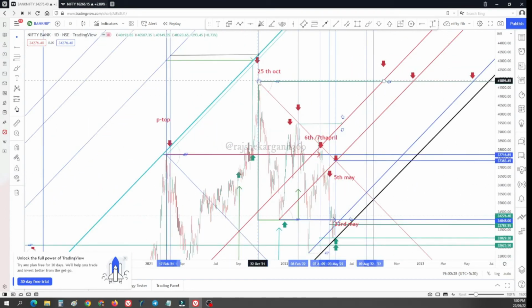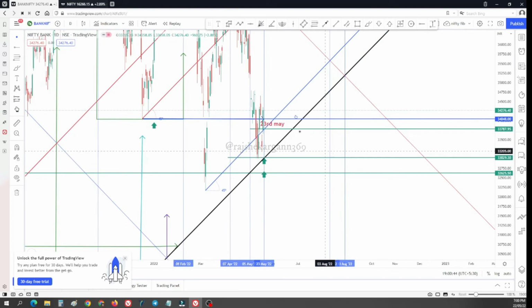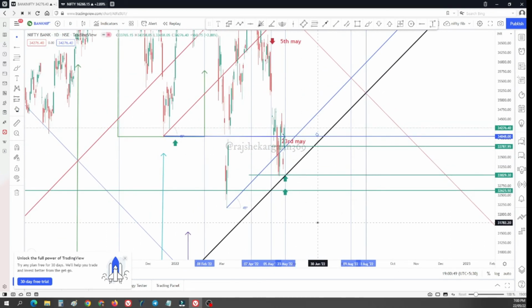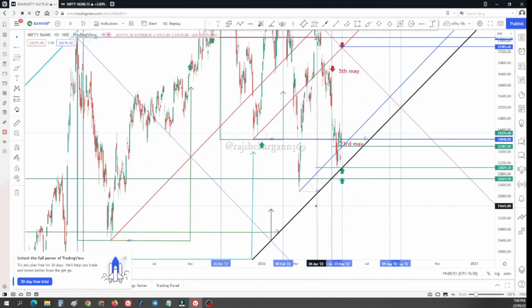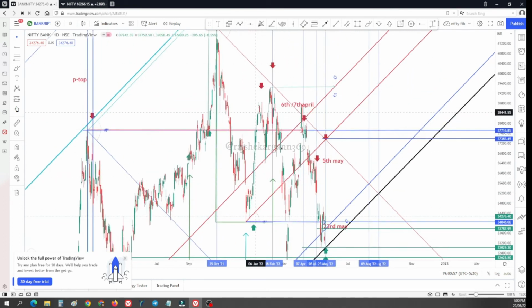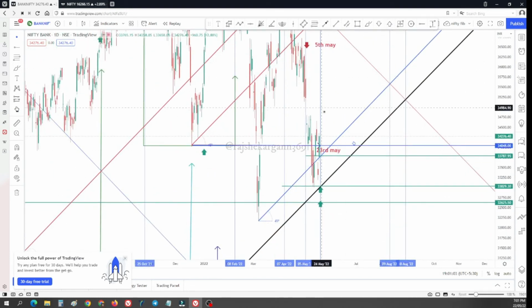The 25th was posted, the 6th was posted, and this 5th was also posted, and the next one which is coming up is Monday 23rd May. So why is 23rd important? This 45 degrees and this 45 degrees, this 45 degrees and this 45 degrees is intersecting here. So this is your 23rd May. Now 23rd May is an important price and time level.